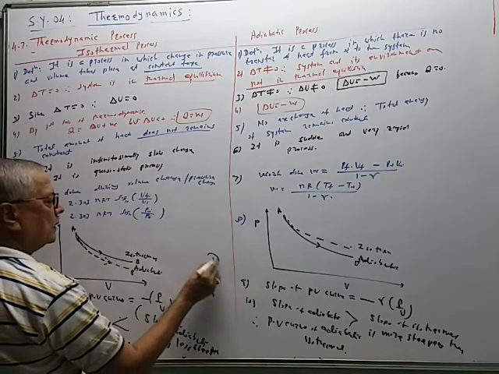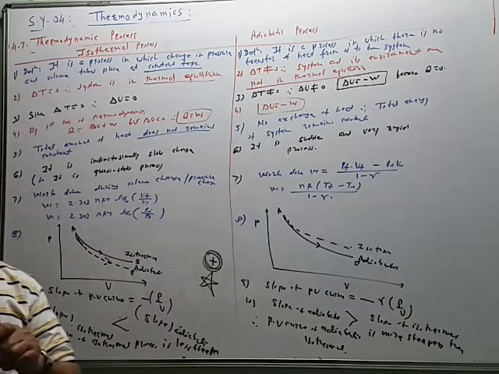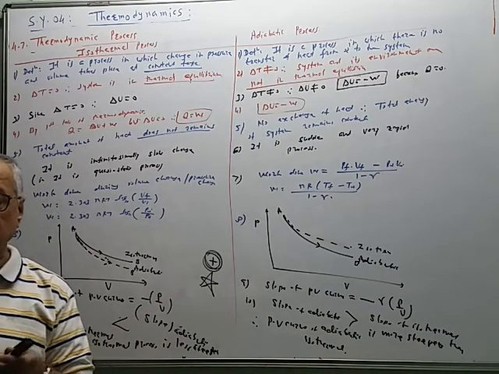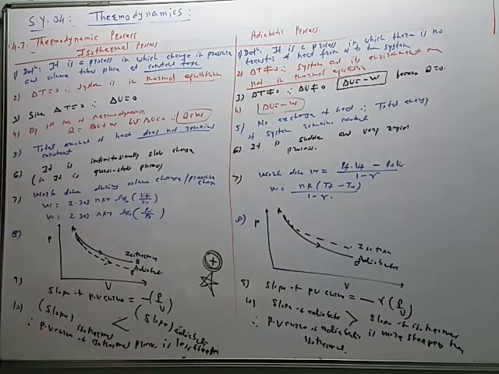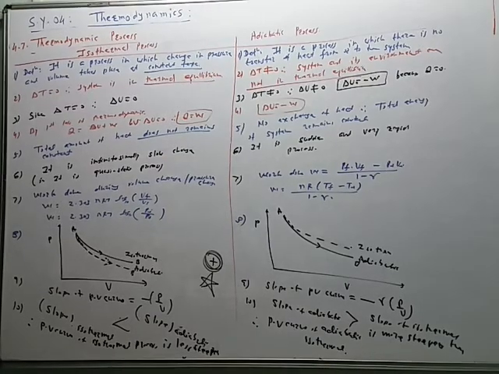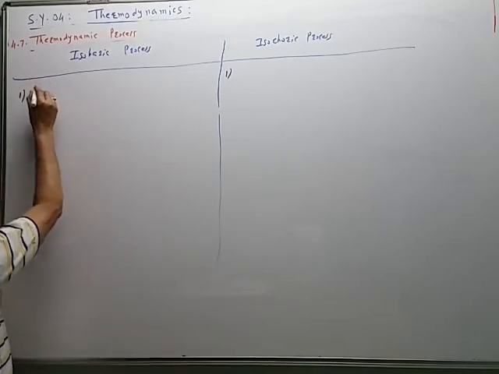Add like this. So these are the distinguishing factors between the isothermal and adiabatic processes. Now let us see the distinguishing factor between isobaric process and isochoric process. So in this case, pressure is constant.